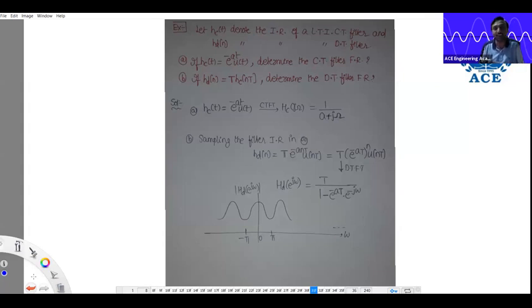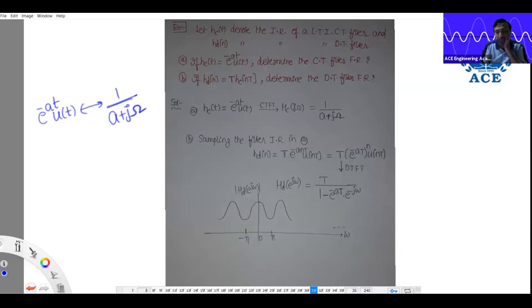You cannot avoid anything. If the continuous signal is a decaying exponential, determine the continuous time filter frequency response. Just recollect the Fourier transform of a decaying exponential. Already we know e power minus at u(t). The answer is 1 by a plus j omega. Here we are following the ohm symbol, 1 by a plus j ohm. But the second bit, what is mentioned?